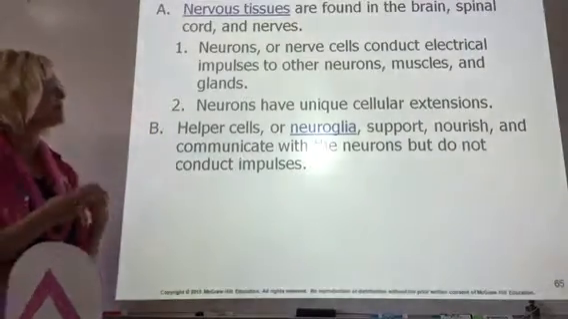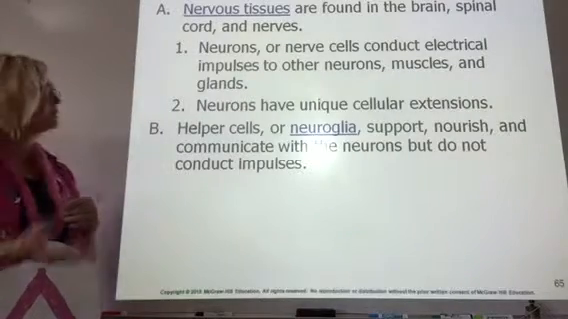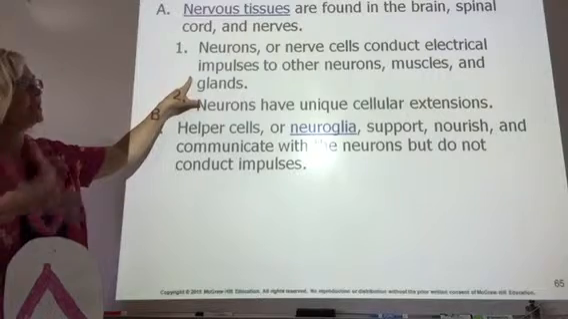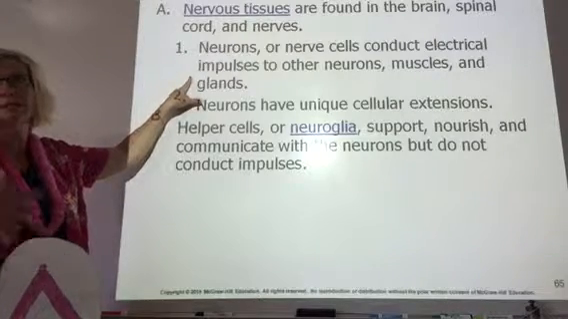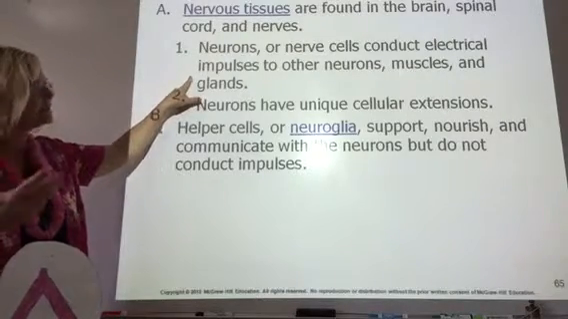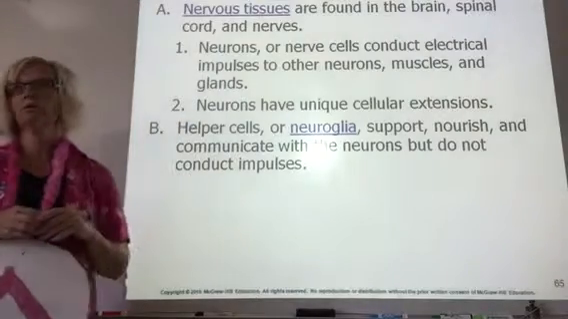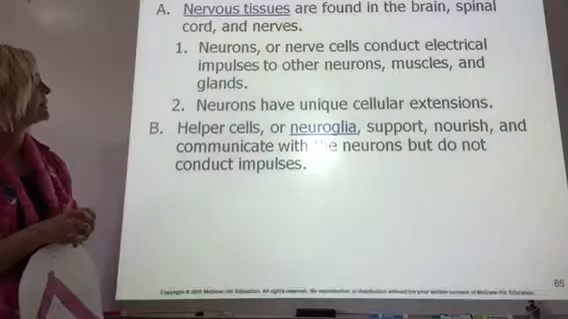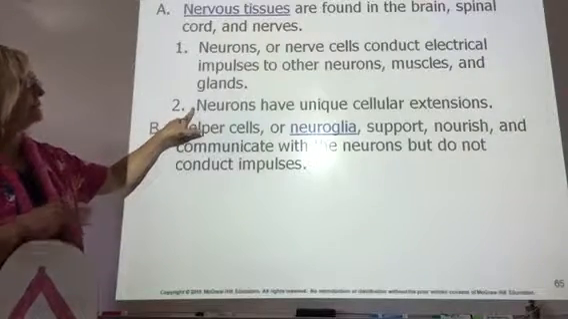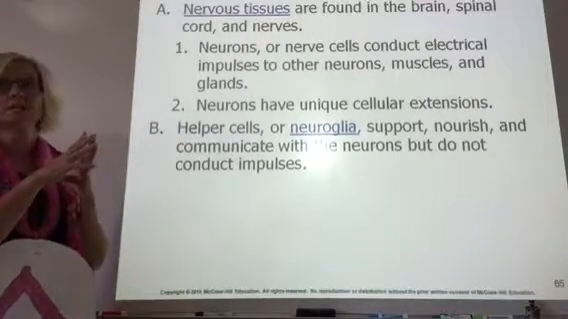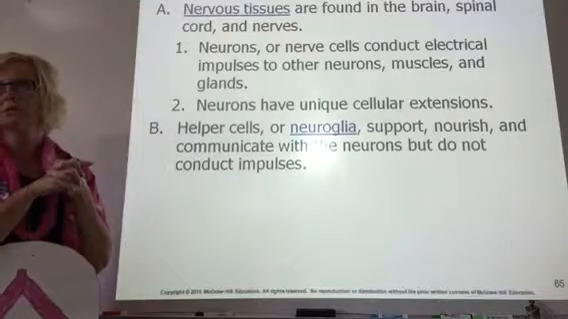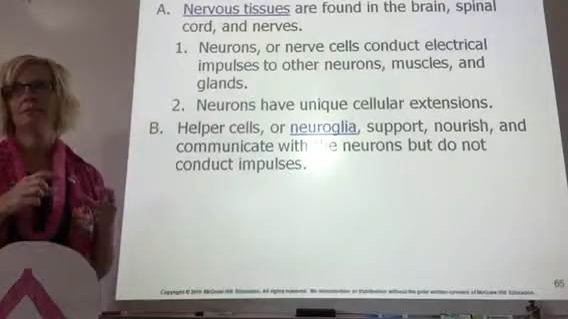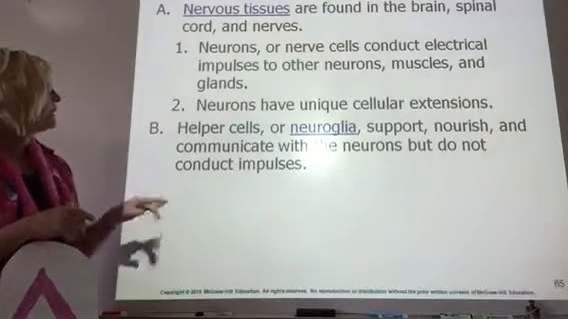So they're going to receive information, and they're going to send information. These impulses are going to be carried to other neurons. They're going to go to your muscles to cause movement, and they're going to go to glands to stimulate production of something. Neurons have unique cellular extensions. They're going to look very branched. They should be easy to pick out on a microscope slide.